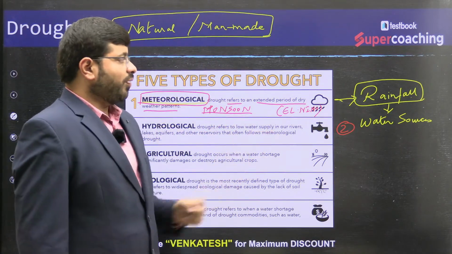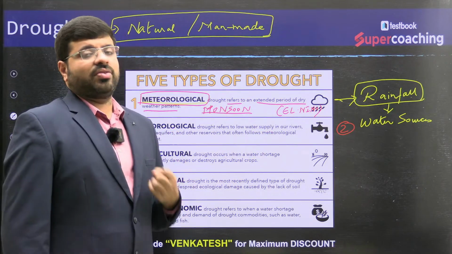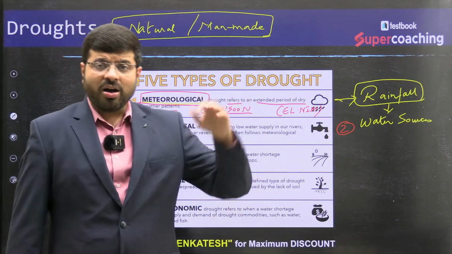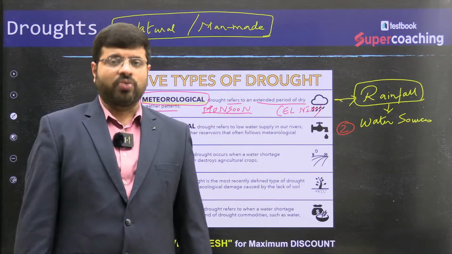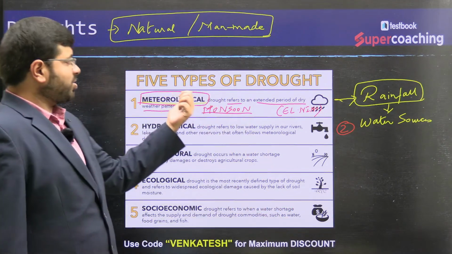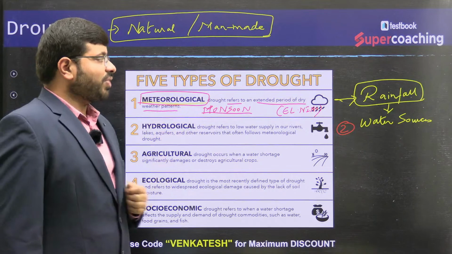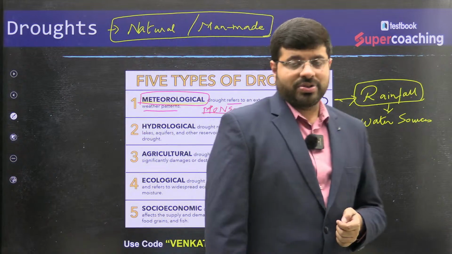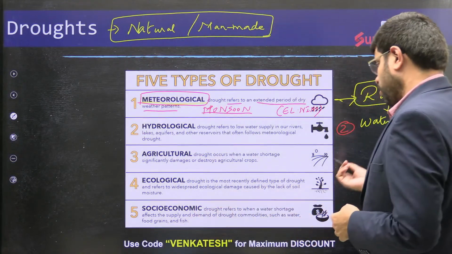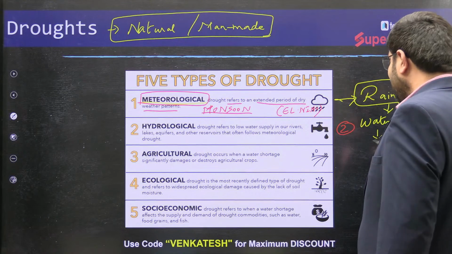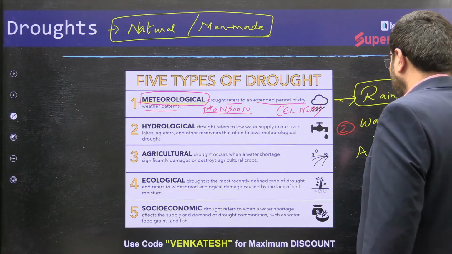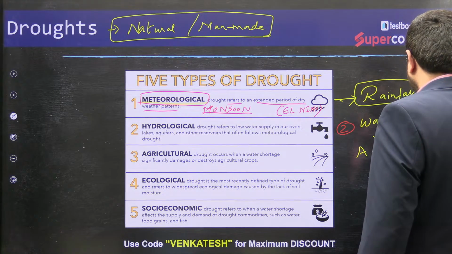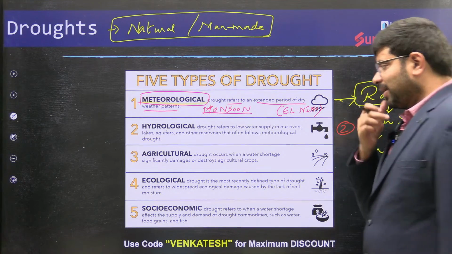Water supply, when the water supply in our rivers, when the water storage in our tanks, lakes, ponds, reservoirs, be it the surface water or the groundwater, both surface as well as groundwater, ultimately the source is meteorological. So when this extended period of dryness in the meteorological drought leads to lack of water supply, that is what we call hydrological drought, right? When this significantly damages our agriculture, that is the cropping pattern, damages our crops, then that is called agriculture drought.